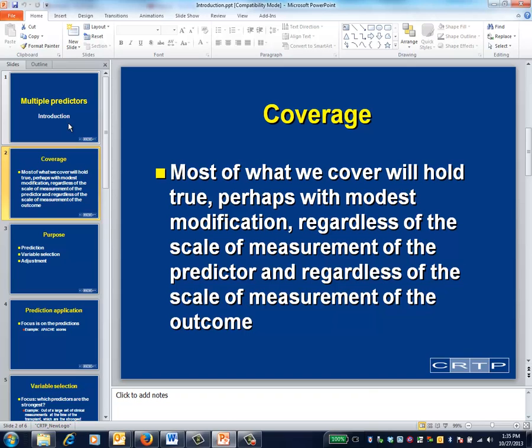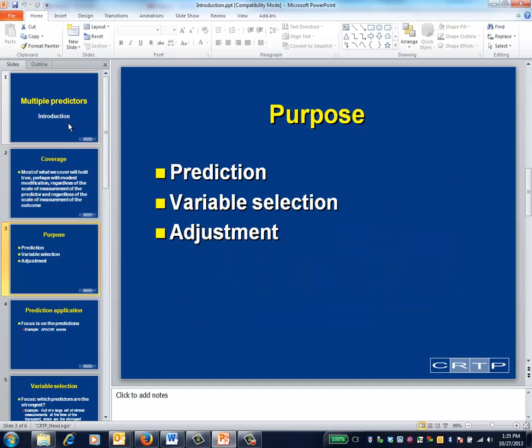Most of the things that we'll cover will hold with equal force regardless of the scale of measure of the predictors. And I'll let you know when something only holds true for a special case, such as all the predictors being continuous. Indeed, most of what we'll cover will hold true regardless of the scale of the measurement of the outcome variable as well. Although intermediate cases do exist, multi-predictor models are usually developed to achieve one of three purposes.